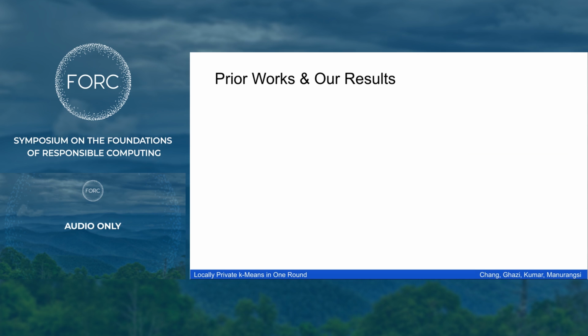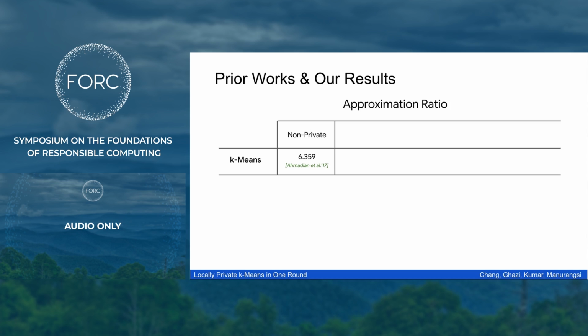Now that we have defined the problem and the models, we can state results from previous work and also our own work. The k-means problem has long been known to be NP-hard, and thus people have been studying approximation algorithms for it. In the setting where no privacy is concerned, the best known approximation ratio is currently roughly 6.36 by Ahmadian et al. In the central DP setting, Kaplan and Stemmer gave an algorithm that achieves constant approximation ratio. However, this constant is quite large, and per our own estimate is roughly 100.